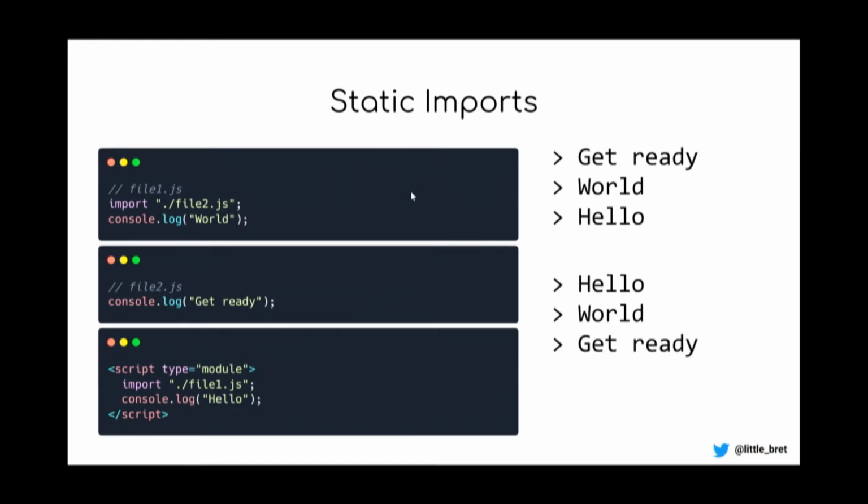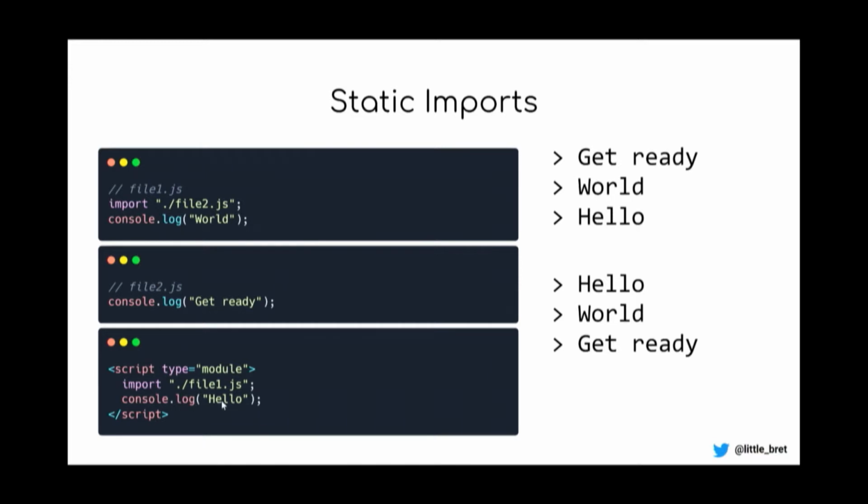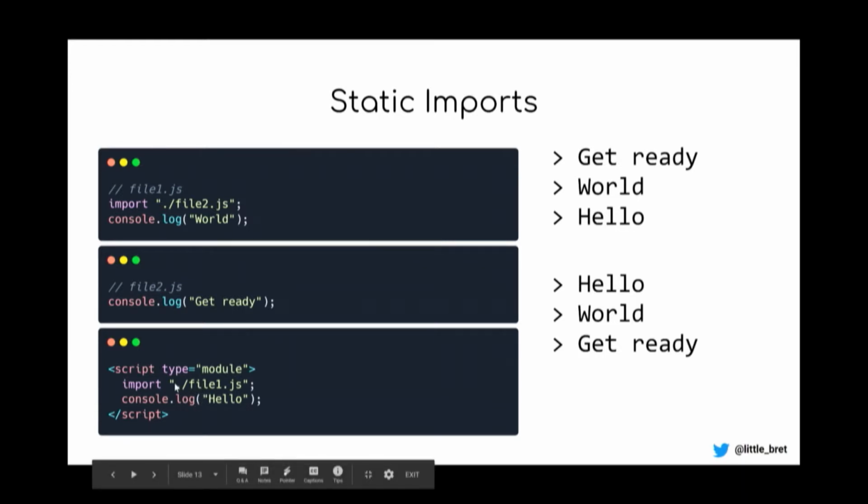So when I say it's static imports, the import itself needs to be evaluated before the code can be evaluated. So when you look inside this module at the bottom here, we cannot execute console log hello until we evaluate the import. And this is essential to the way the specification works. So before we can console log, we need to evaluate file 1.